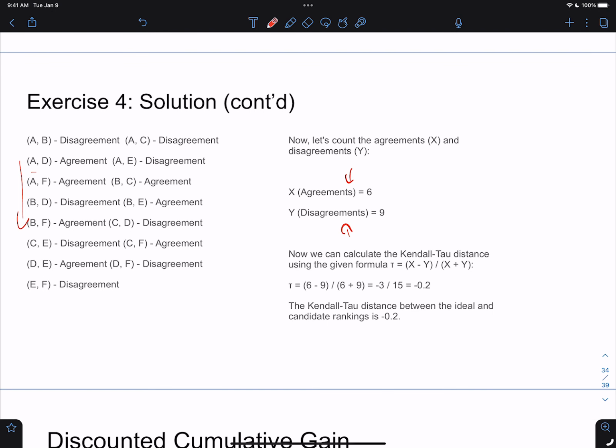So it's 6 minus 9 over 6 plus 9, which is minus 3 over 15. So we get a Kendall tau distance of negative 0.2. So yeah, you can have negative values for the Kendall tau distance. And the distance between the ideal and candidate ranking is essentially negative 0.2. So not great at all.